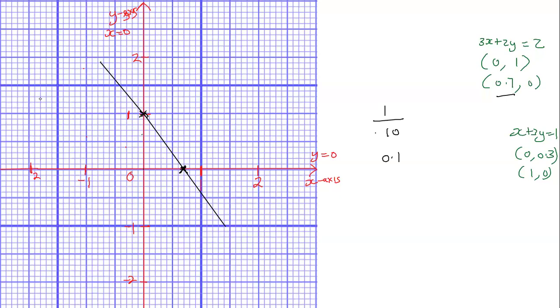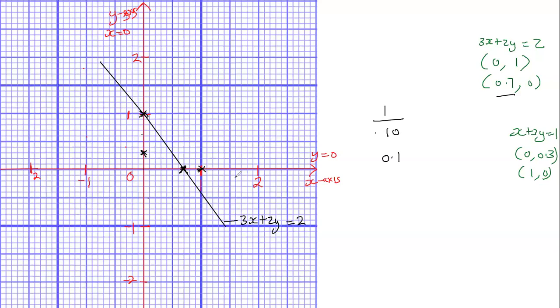Now after that we do the labeling. This is the equation: 3x plus 2y is equal to 2. After that, plot the second one, 0 and 0.3. So I know 0 is here, and for 0.3, I have 1, 2, 3. So I'll come somewhere here and I do like that. Then I'll have 1 and 0 again. So 1 and 0 is somewhere here.